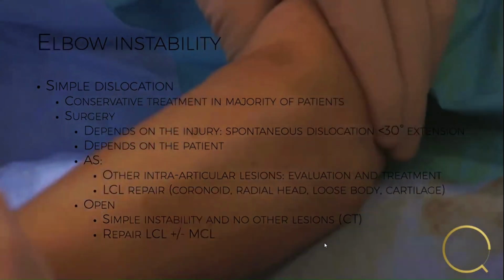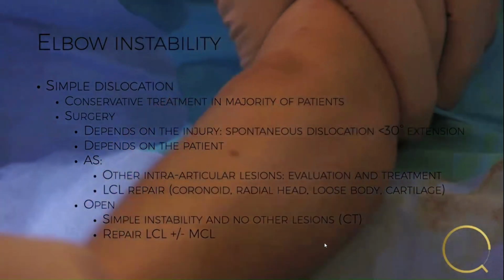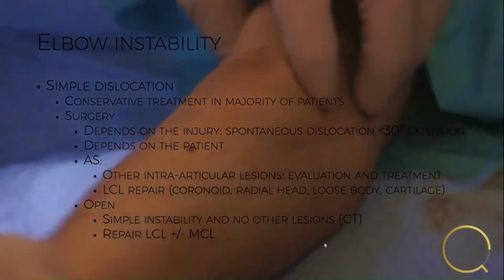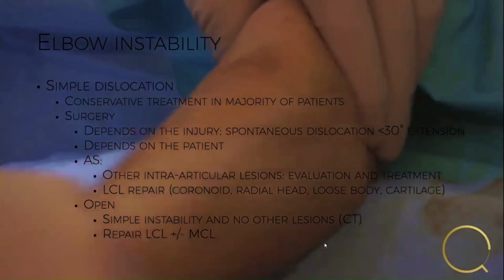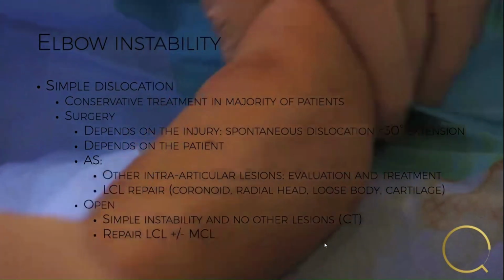LCL repair is quite easy to do. Coronoid, radial head, loose bodies, cartilage lesions, and then open, simple instability, no other lesions. I think there's still definitely a role for open repair of LCL with or without the MCL.